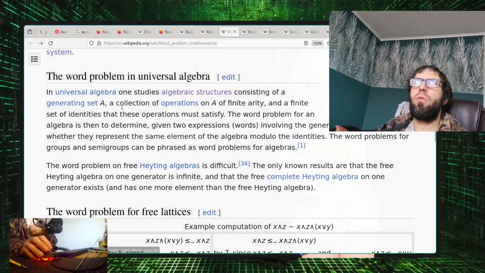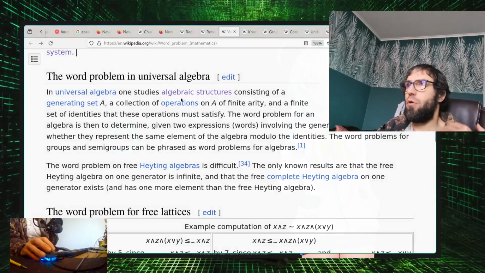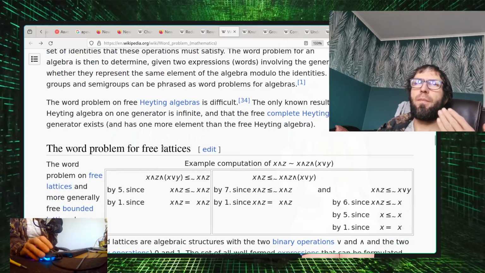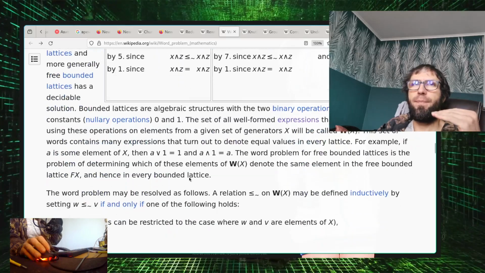And also the word problem exists in universal algebra, and it can be applicable for free lattices.